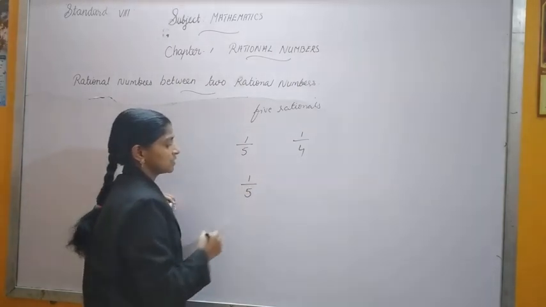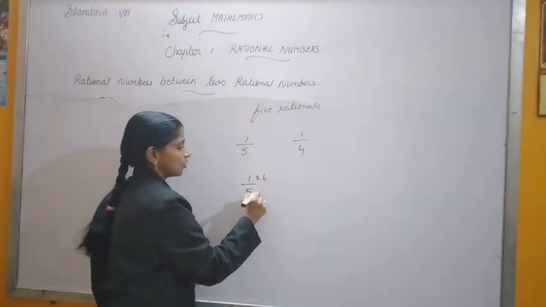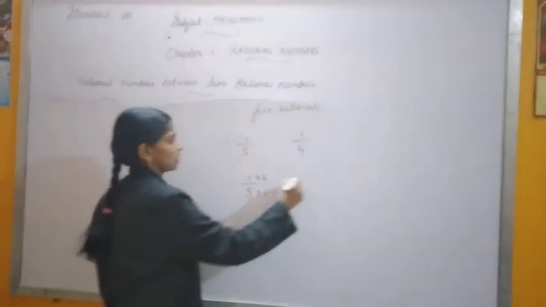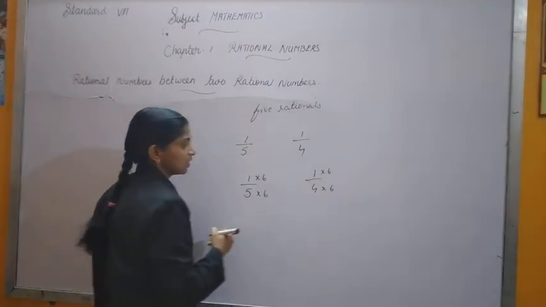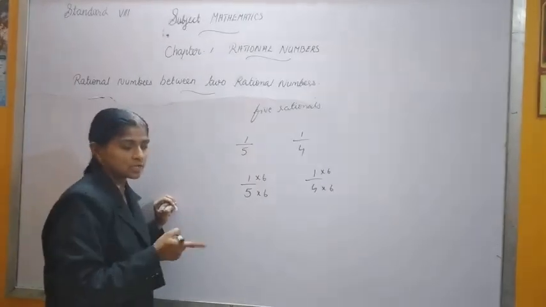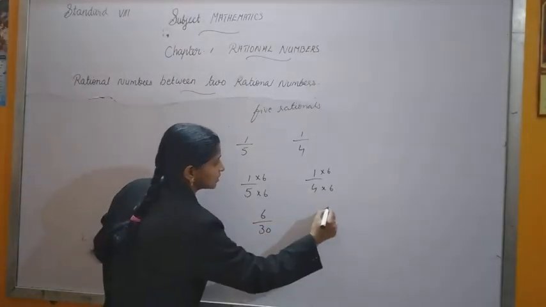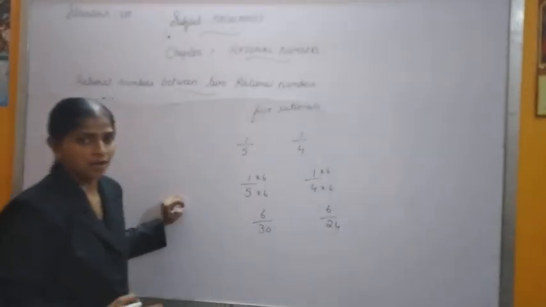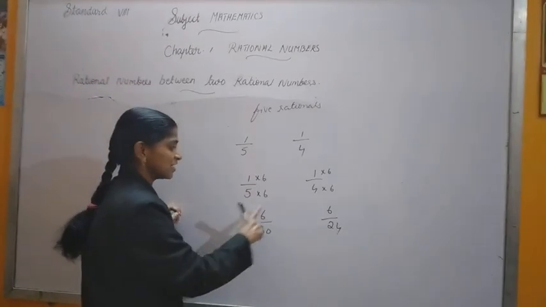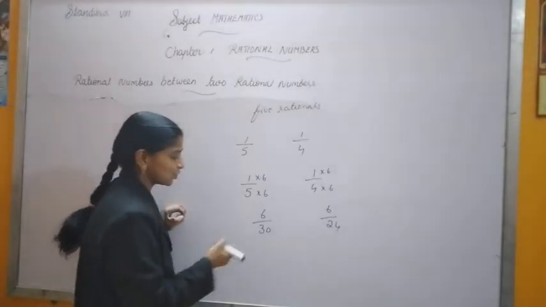Here we are multiplying by 5. So we will multiply by 6. Both numerator and denominator multiply by 6. Here 1 upon 4, numerator and denominator multiply by 6. So this becomes 6 upon 30 and this becomes 6 upon 24. Now you can write the rational numbers between 6 upon 30 and 6 upon 24.